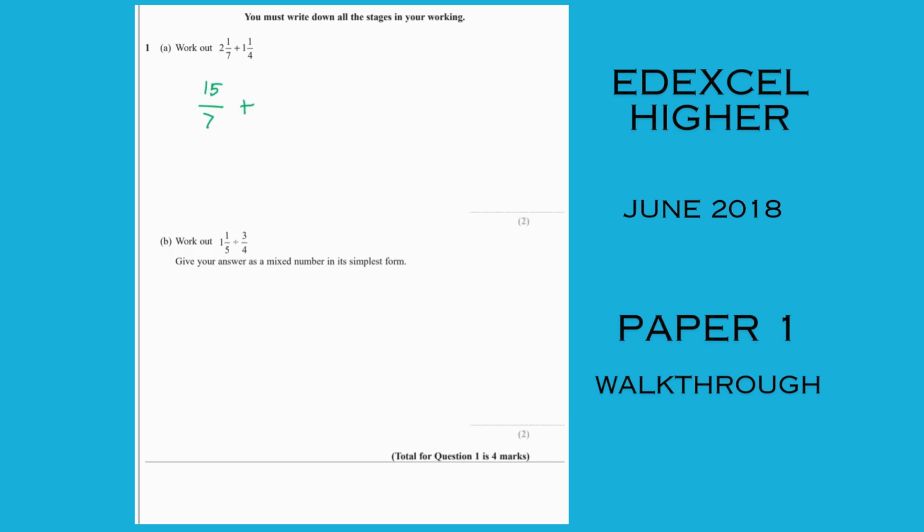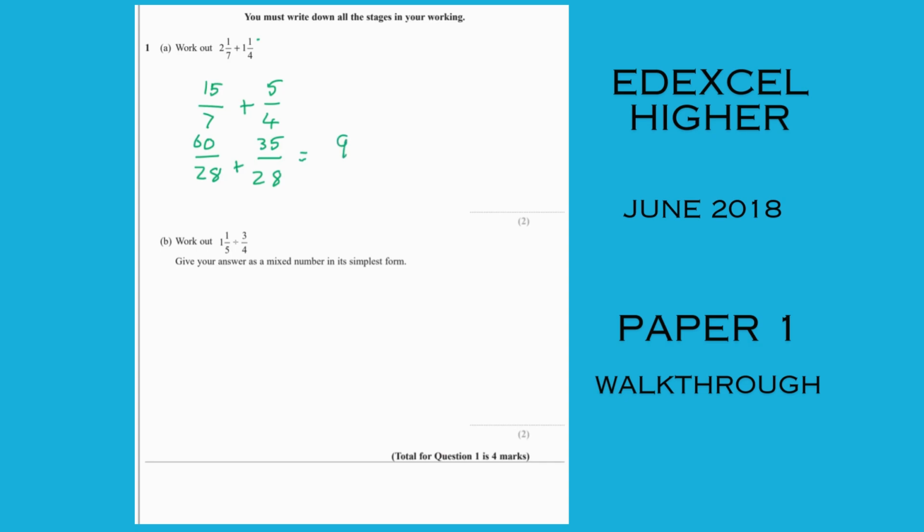Denominators stay the same. Big times bottom, 1 times 4 is 4. Add the top, we get 5 over 4. Lowest common multiple, smallest number that 7 and 4 go into, is 28. On the left-hand side, we are multiplying by 4. On the right-hand side, we are multiplying by 7.